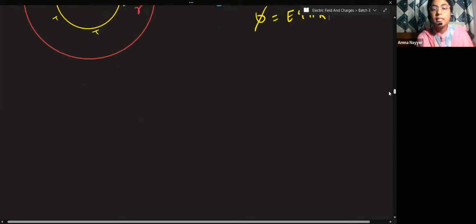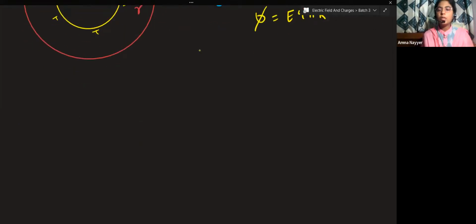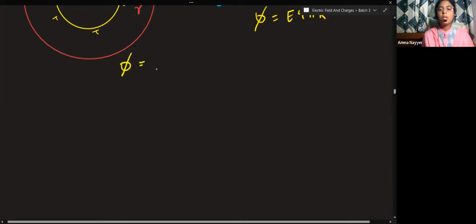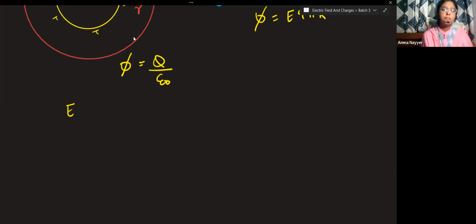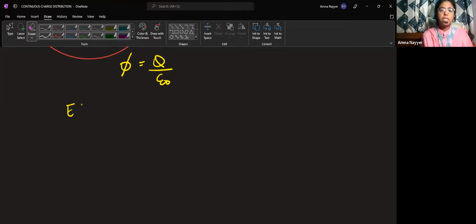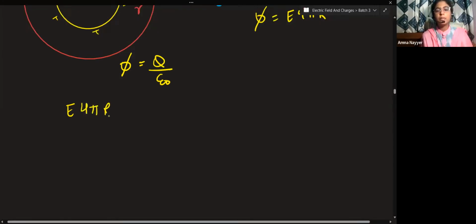What is the second step? What we always do: we write the Gauss theorem. Gauss theorem says flux is Q divided by epsilon naught. This is the charge that I get. Now let's equate it at this step only. At the last, we can write the surface charge density. Electric field, it was what? E times 4 pi r square.